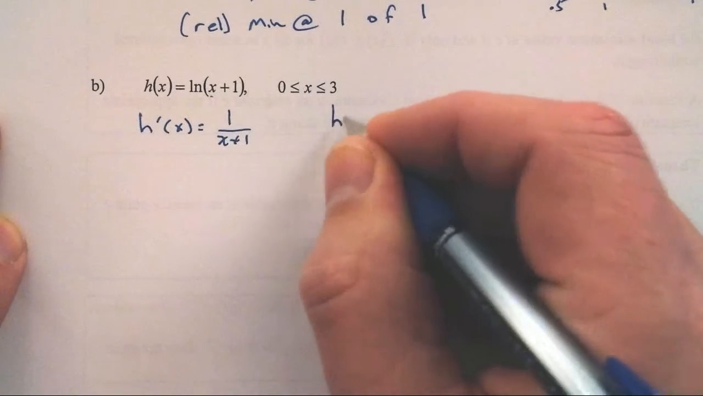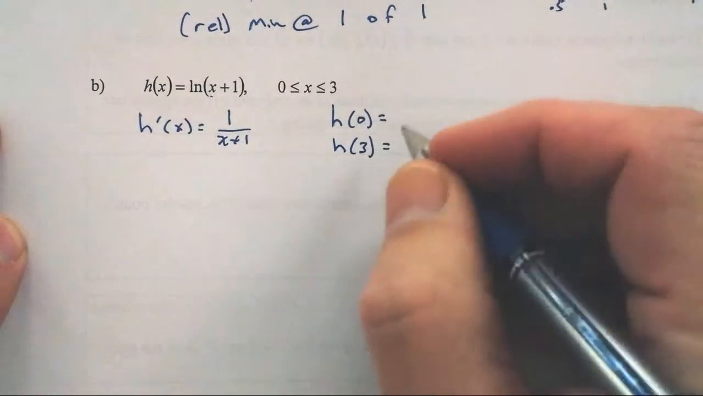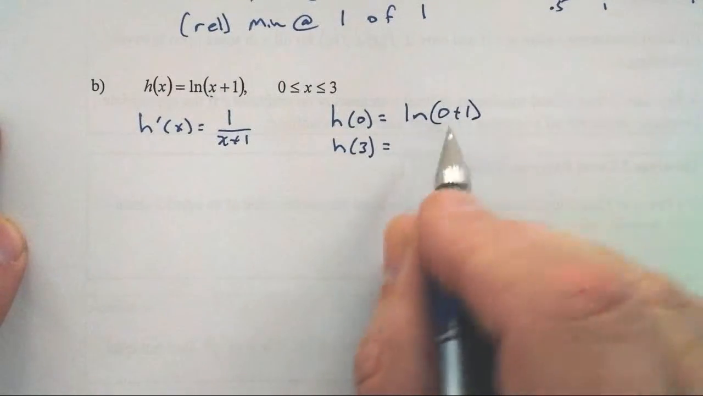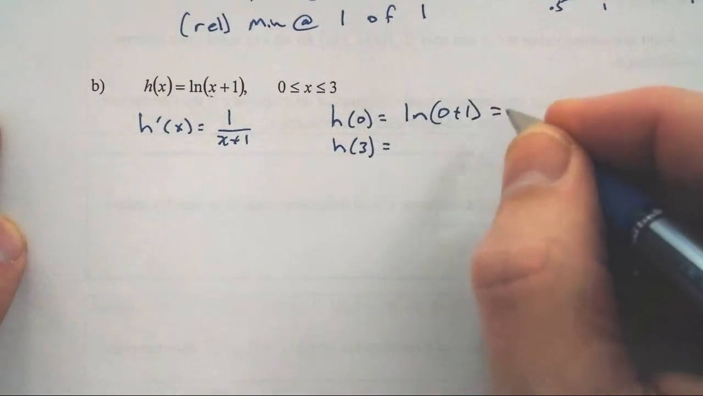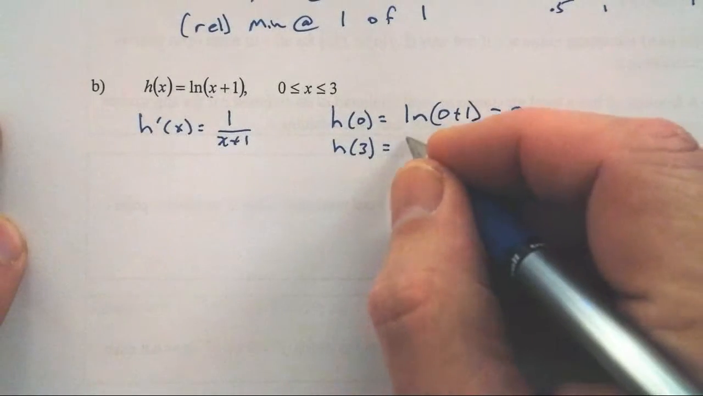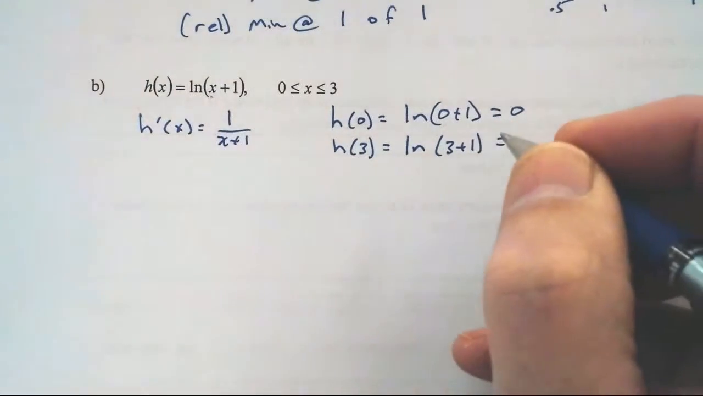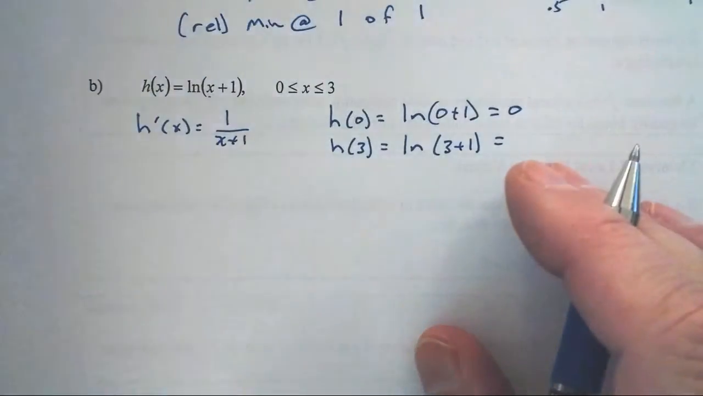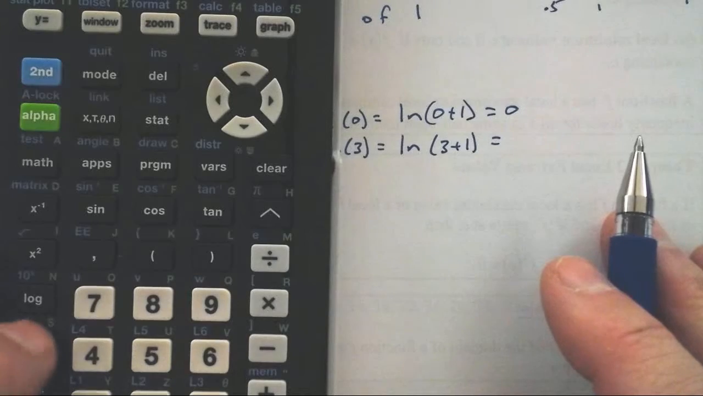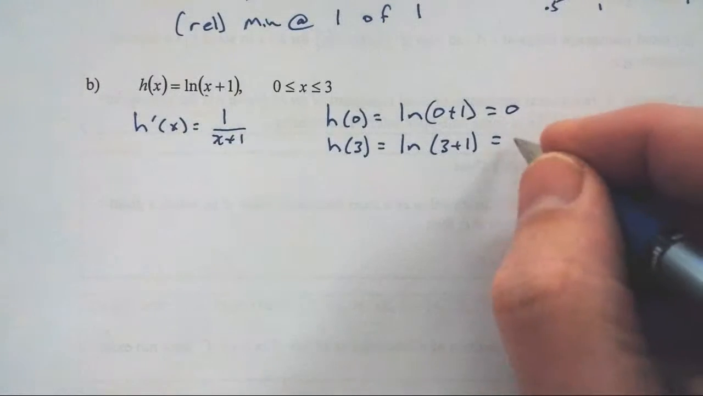So we need to find the places where that is 0, but we also know we're going to have to find h of 0 and h of 3. h of 0 is ln of 0 plus 1. ln of 1 is the exponent that turns e into 1. That is 0. And then h of 3, that would be ln of 3 plus 1. So did we just have ln of 4? No, we didn't have ln of 4. We had ln of 4 plus 1/4. I could probably do some subtraction there, but I'm just going to be lazy here. ln of 4. And we get 1.386.